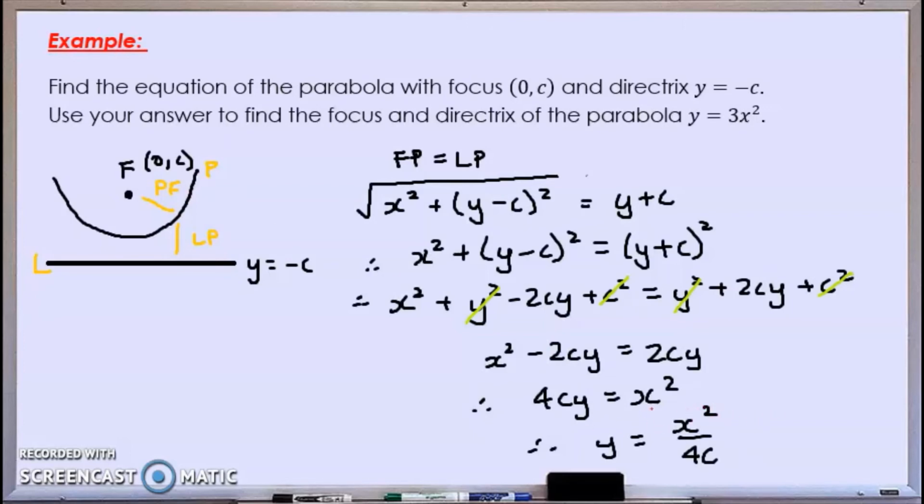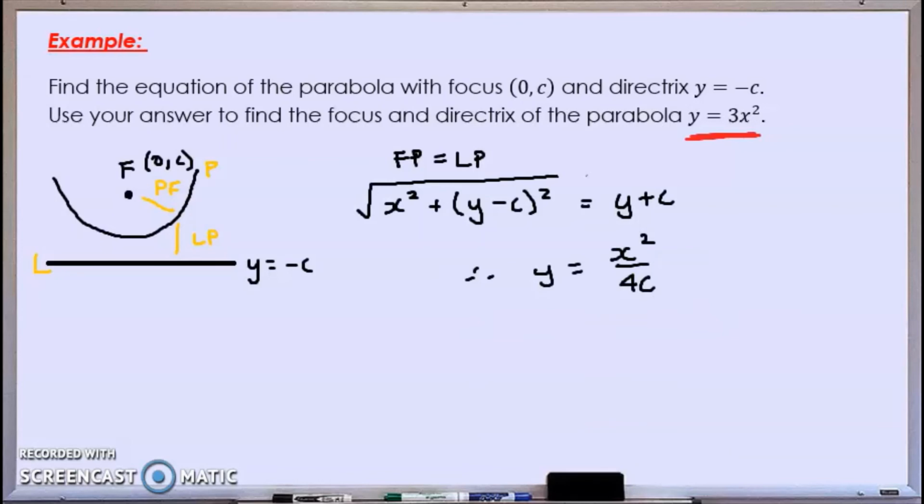Now, therefore, if we consider this and we're looking for where the focus and directrix of my parabola y equals 3x squared is, then we need to consider what our value for c would be to calculate these. So now 3x squared equals x squared on 4c in this specific case. And therefore 3 equals 1 on 4c. So therefore c equals 1/12.